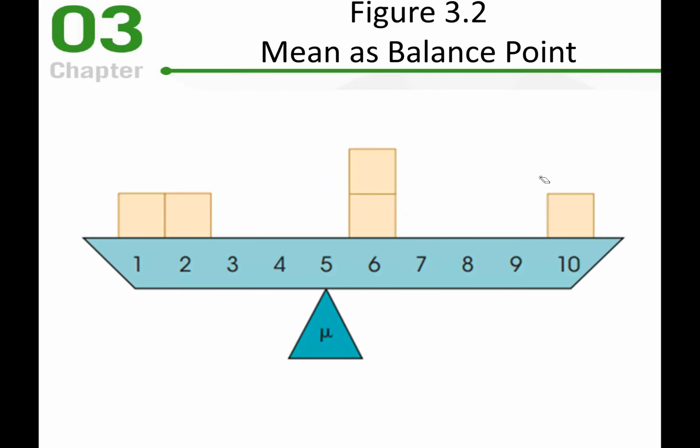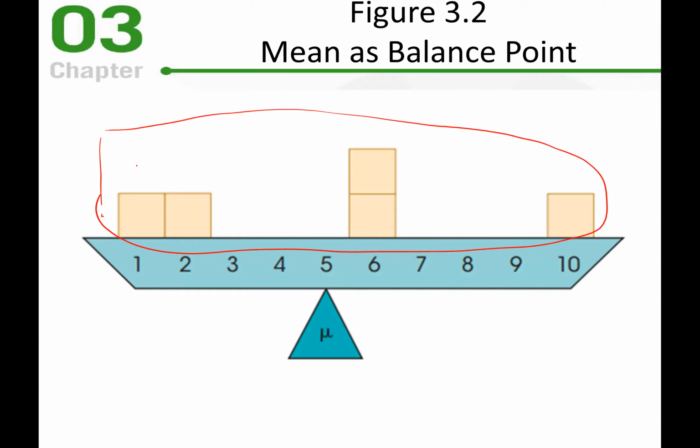So those are those same numbers, right? But represented, remember, this is a modified block histogram, on a balance, on a seesaw. And this is the mean, the population mean. So we have 1 score of 1, 1 score of 2, 2 people scored a 6, and 1 person scored a 10.